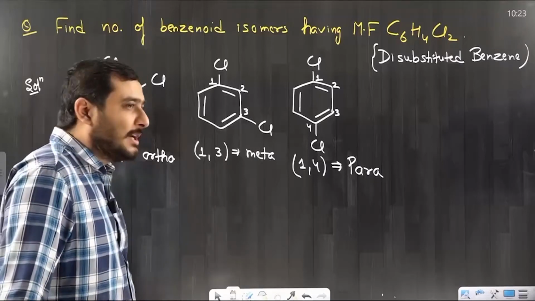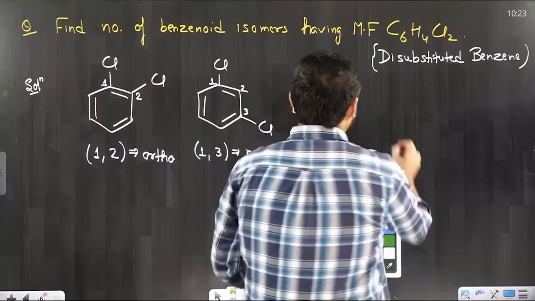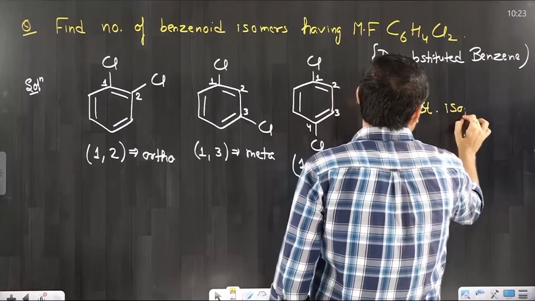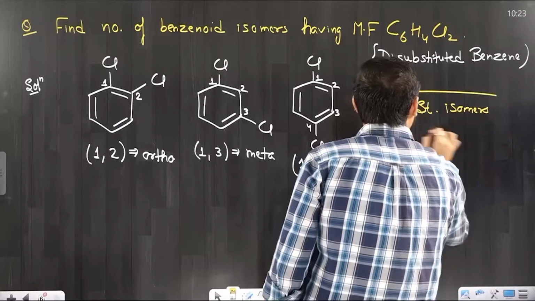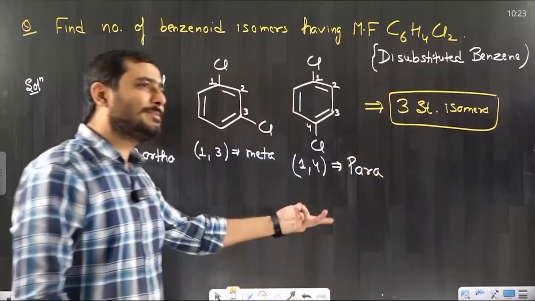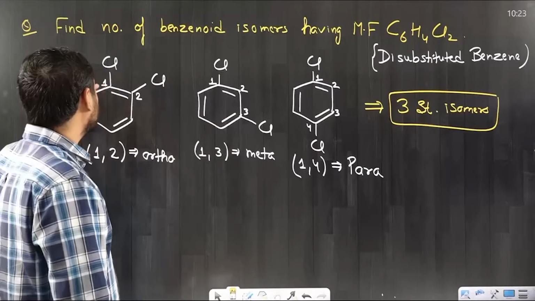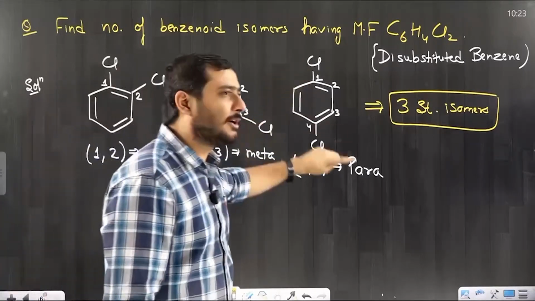So how many isomers are possible for this? Only 3 structural isomers are possible. No, it is not necessary they will write formula. They can write disubstituted benzene. Means 2 substituents are present at benzene. So what is possible? 1, 2, 1, 3, 1, 4.